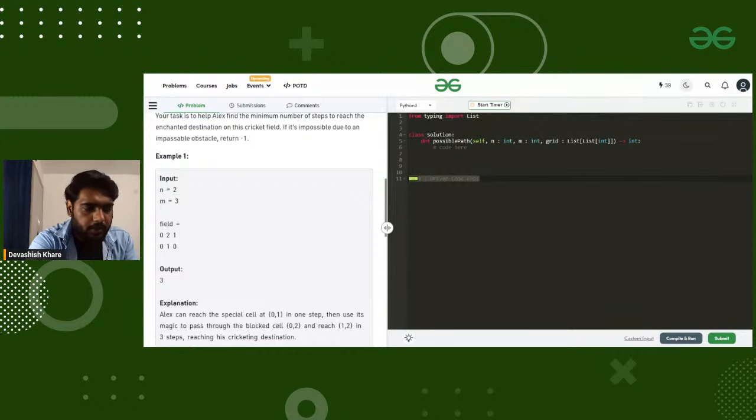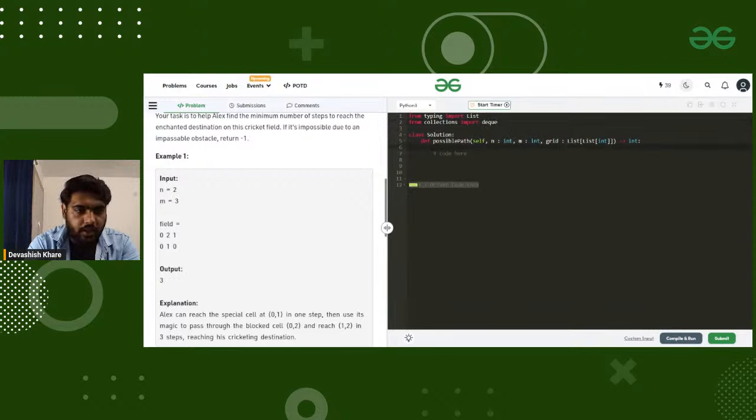First of all, because we are implementing BFS, the foremost thing that we need for BFS is a queue, or you can say deque in the case of Python that we'll be using for implementing. So I'll say from collections import deque. Okay. That's done. Now we have to start coding.